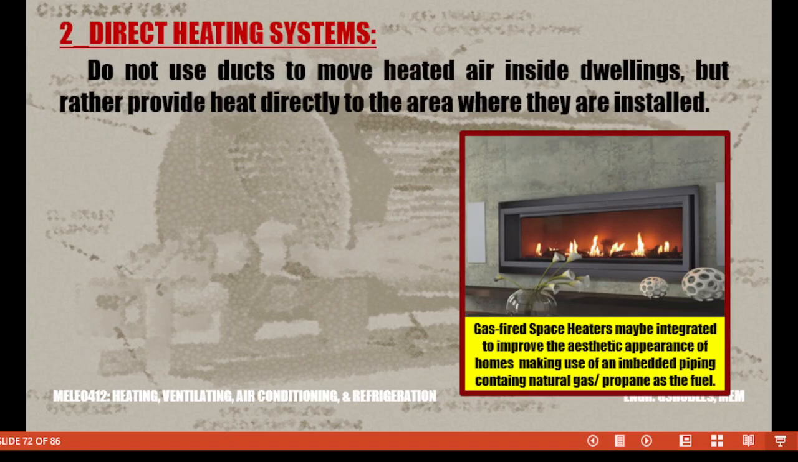So, meron tayong tinatawag na direct heating systems. More or less, ang direct heating systems natin is more on the aesthetic side. So, direct heating systems have a lower heating efficiency and do not make use of any system of ducts or ductings, and it provides direct heating only on the place of its assembly or location.